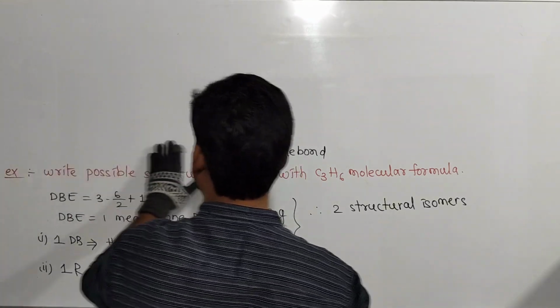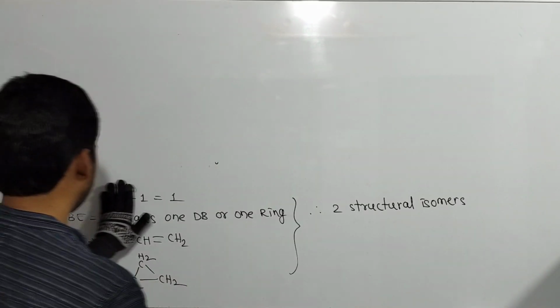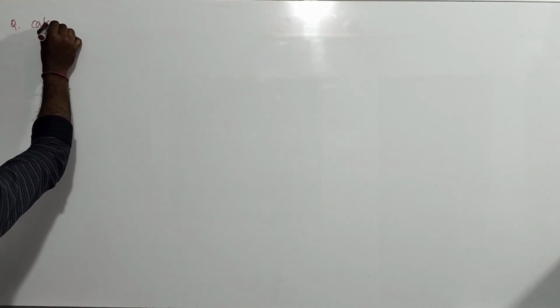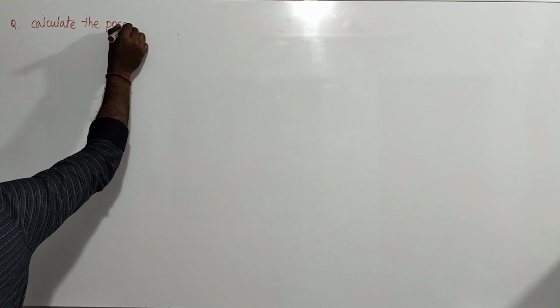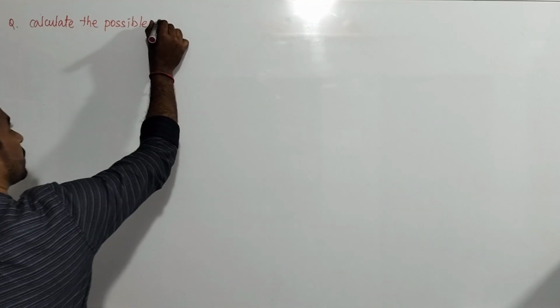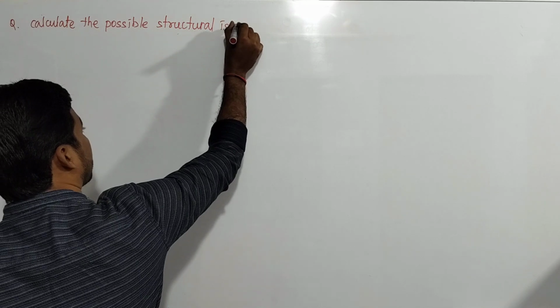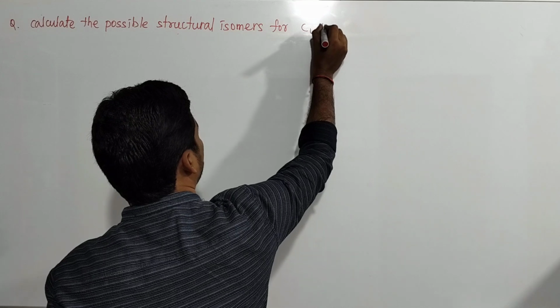C4H8. With C4H8, how many structural isomers are possible? Try to calculate DBE, double bond equivalence, for C4H8. Calculate the possible structural isomers for C4H8.